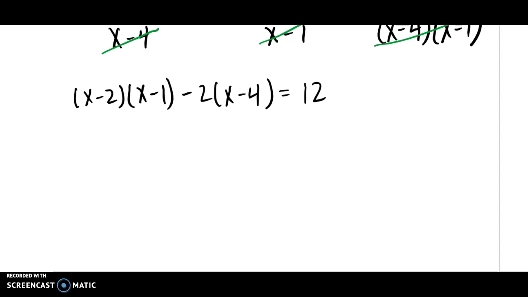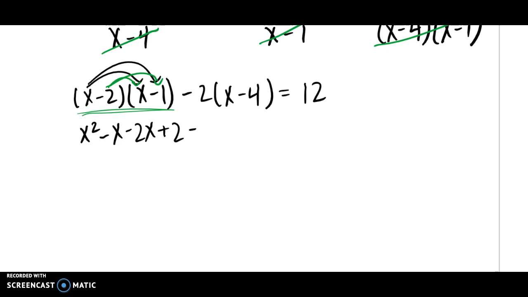Let's go ahead and distribute. Remember, here you can use FOIL or box method. I'm going to use FOIL. We get x squared, -x, and then -2x and +2. Then minus, we're distributing this -2, so we're going to get -2x. -2 times -4 will give us +8 equals 12.